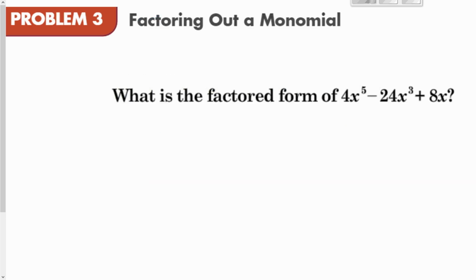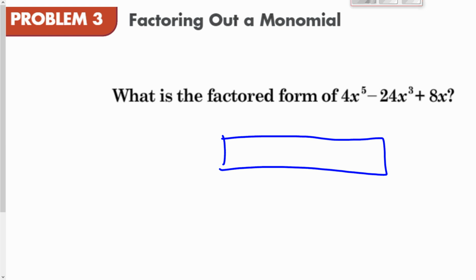Okay, go ahead and try this one on your own. See if you can do this one. Okay, so you can try this one by yourself. If you get stuck, come back. Okay, so you're given your area, the 4x to the 5th minus 24x cubed plus 8x. So here, look for what's similar in all of these.